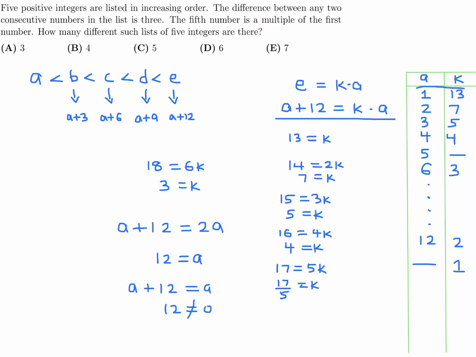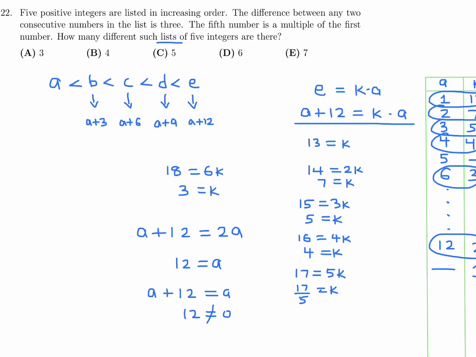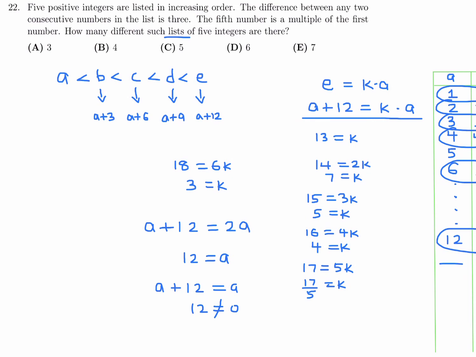So we got 1, 2, 3, 4, 5, and 6 solutions. Each of those would give you a list of integers. So the answer to this question, number 22, is 6, and that would be choice D.